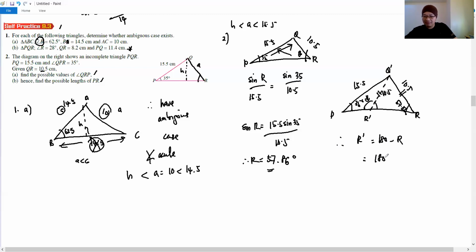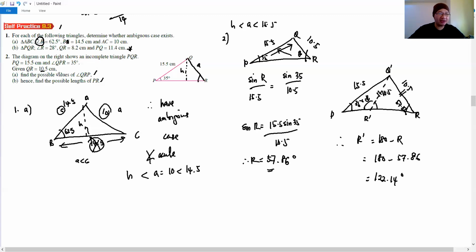So 180 minus 57.86 degree. Then your answer will be 122 point something. So the answer here will be 122.14 degree. Okay, guys, that is your R. Settled. Now, first question settled. We got two answers here, R prime and R.